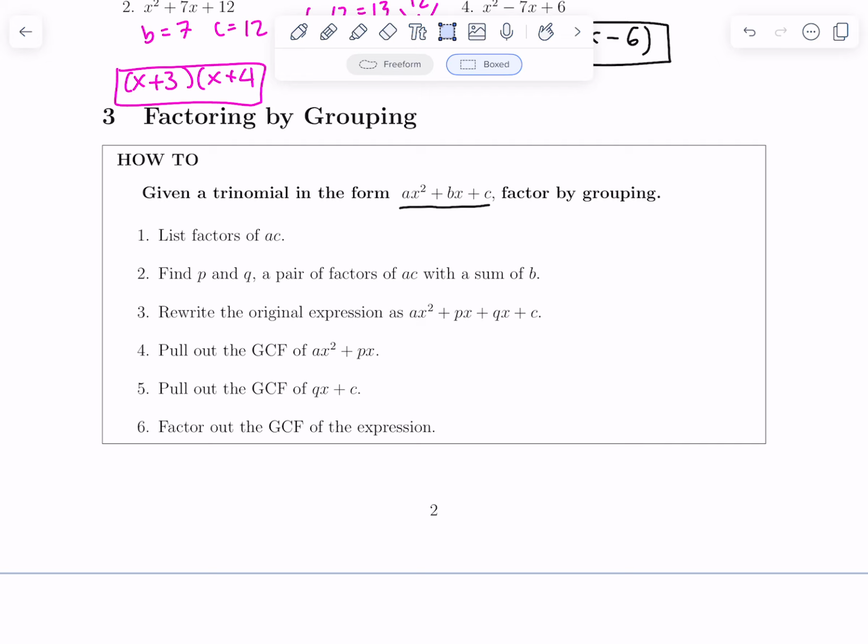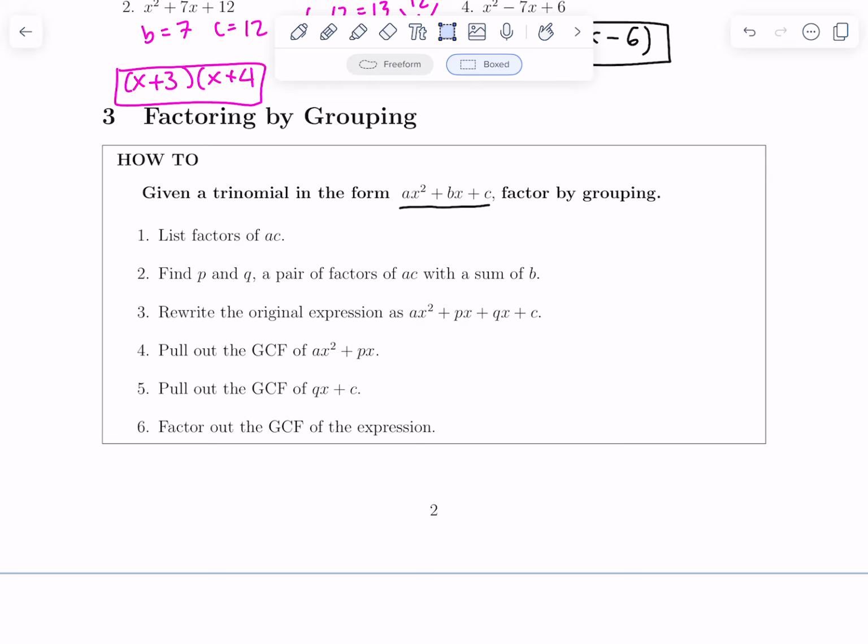Hi, welcome to the third video of factoring. This time we're going to do factoring by grouping. If they give us a trinomial in the standard form, ax squared plus bx plus c, we're going to factor it by grouping. There are 6 steps to follow.